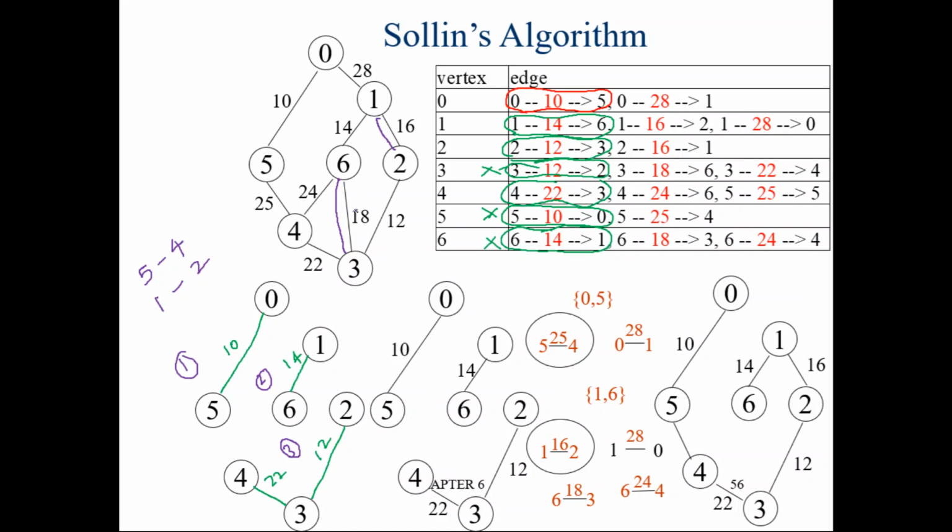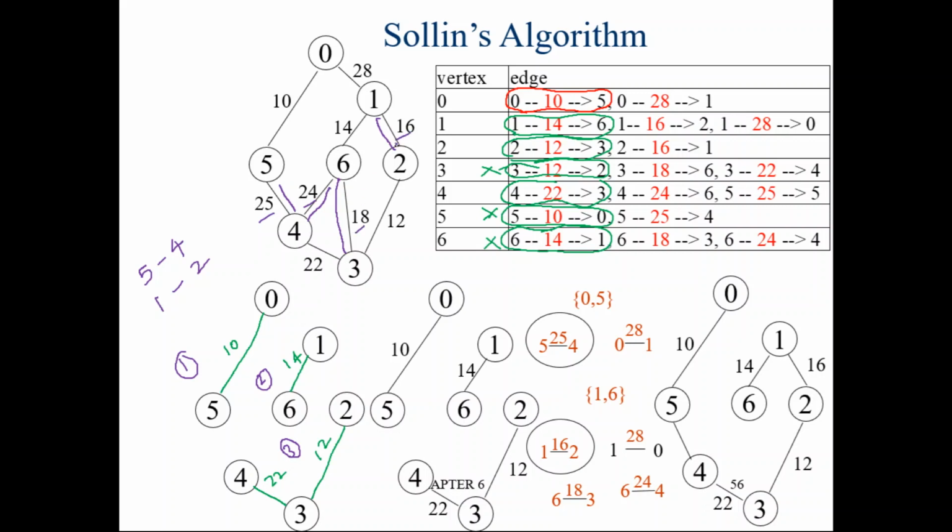And coming to the fourth vertex, we have 4 to 5, 4 to 6 and 4 to 3. 4 to 3 is already added, so we will ignore that. 4 to 6 we can consider, its cost is 24. 4 to 5 also can be considered, its cost is 25. So these are the 4 edges we have.